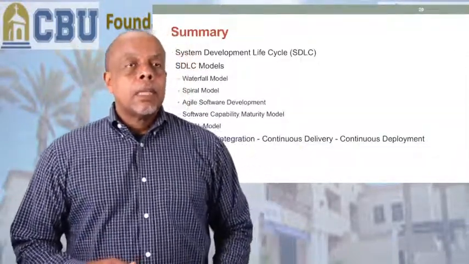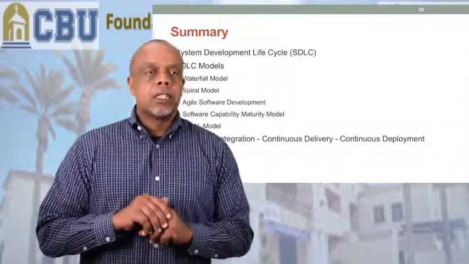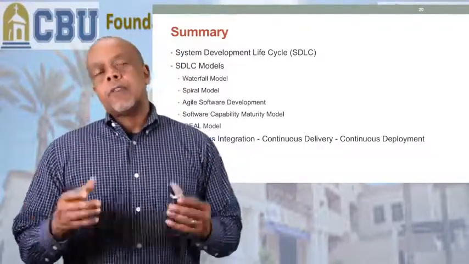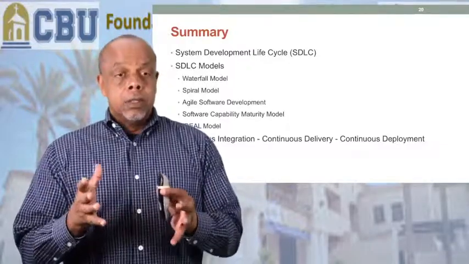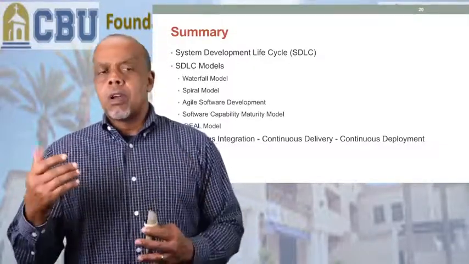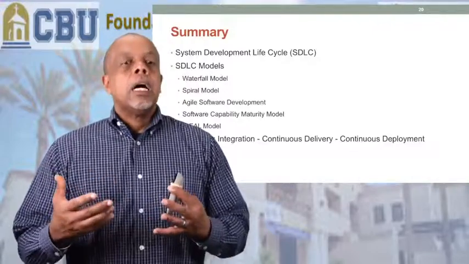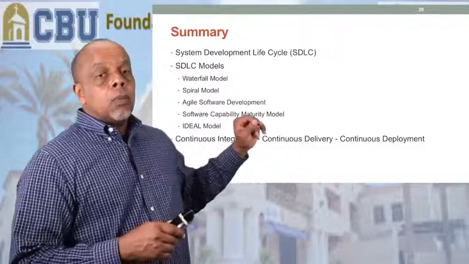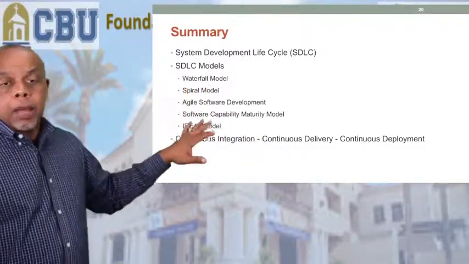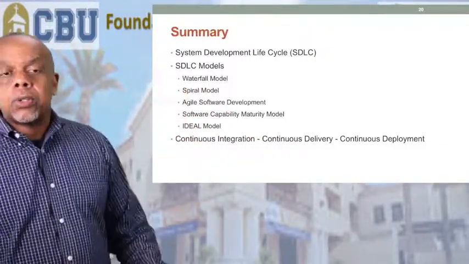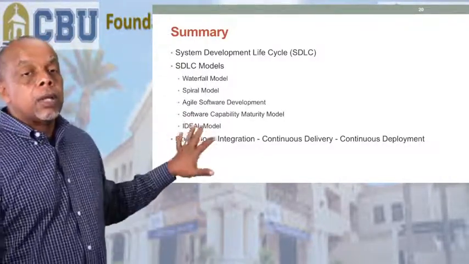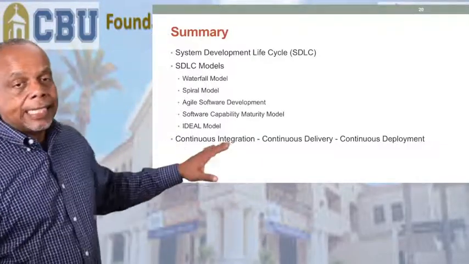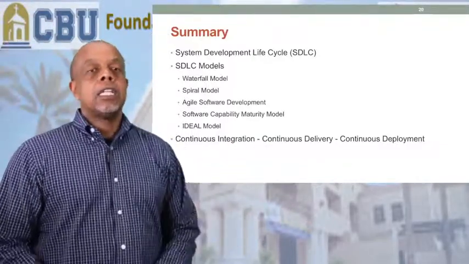There we have it. Okay, so let's summarize what we talked about today in this lecture. We've really skimmed across the top of the system development lifecycle. And this development process works for software, hardware, firmware, many different things. We looked at some different SDLC models. We talked about the Waterfall Model, Spiral, Agile, the software capability maturity model, as well as IDEAL. Then we ended up talking about CI, which is continuous integration, CD, continuous delivery, and continuous deployment.